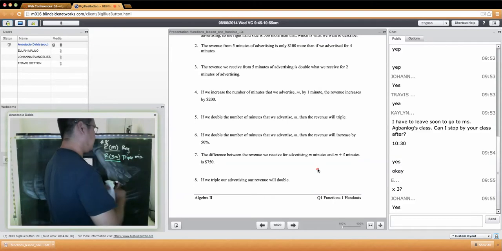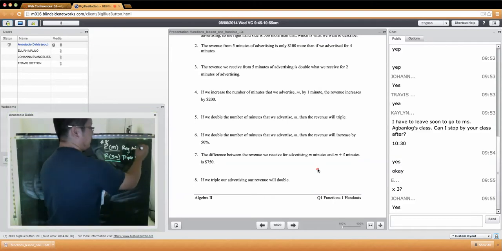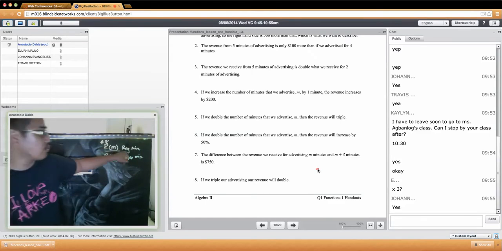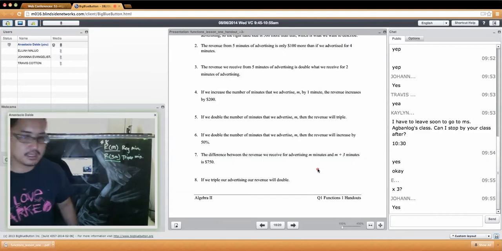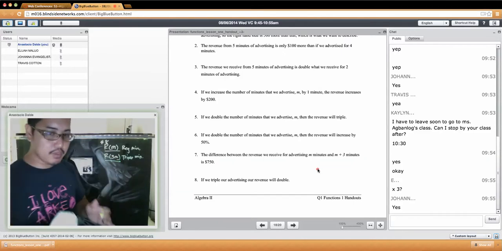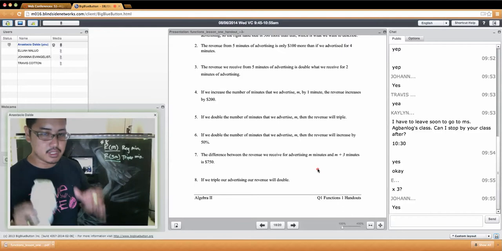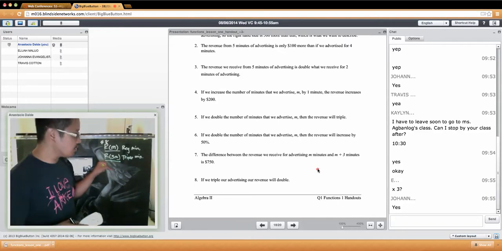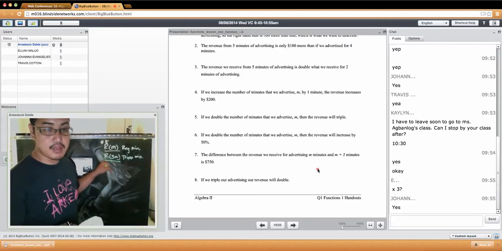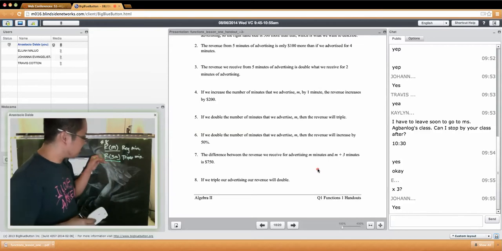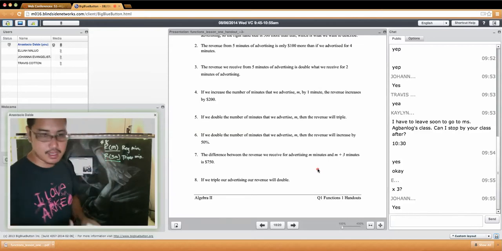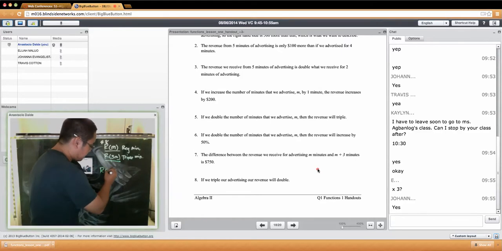I'll make this word M. So this is the amount of revenue we get back for the regular amount of minutes, and this is the amount of revenue we get back for the triple amount of minutes. So if I want to write down, if we triple our advertising, our revenue would double. This is what triple your advertising means. It's saying this will be twice what this is. Does that make sense? The result of this will be twice the value of the result of that. So you have R(3M) equals 2 times R(M).